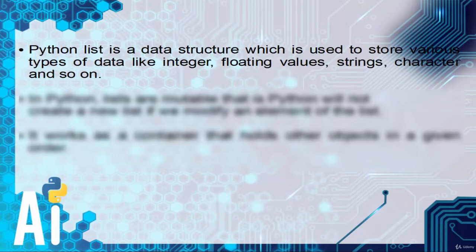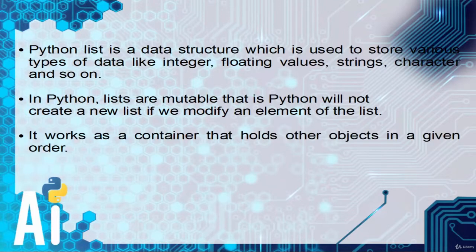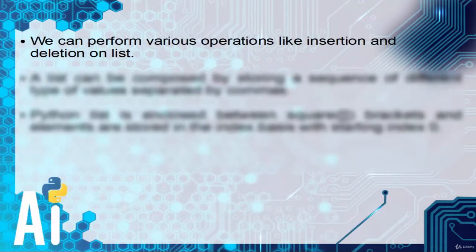Python list is a data structure which is used to store various types of data like integer, floating values, strings, character, and so on. In Python, lists are mutable, that is, Python will not create a new list if we modify an element of the list. It works as a container that holds other objects in a given order. We can perform various operations like insertion and deletion on list.